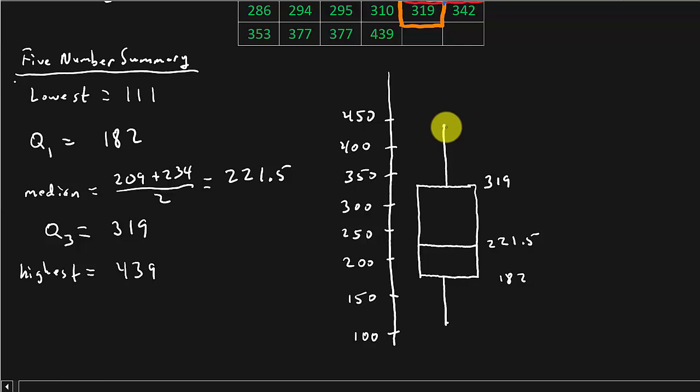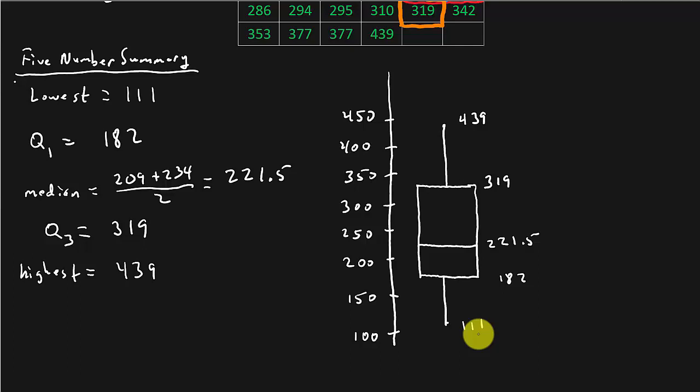And there's your box and whisker plot. We'll call this 439. We'll call this 111. Label it. It doesn't take you but a second to write those numbers down. All right, so that's good and everything.